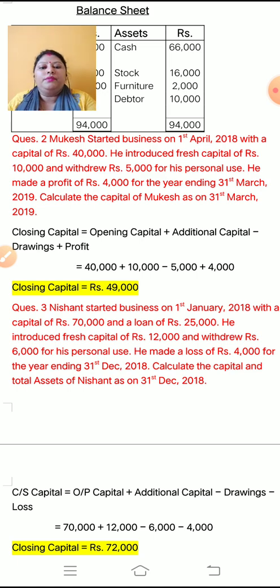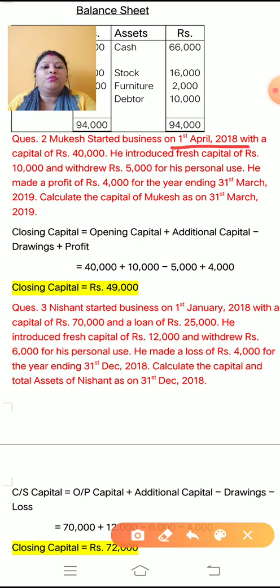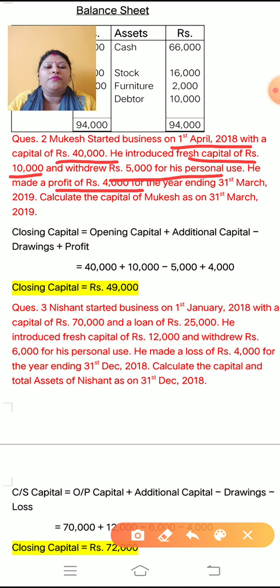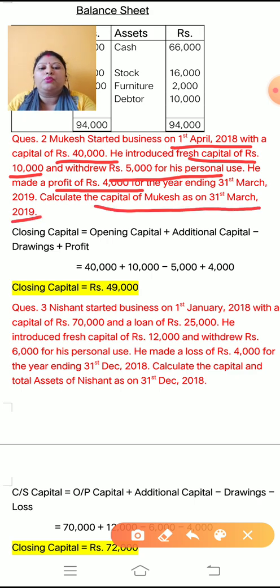Now children, here in this question, 1st April 2018, he has started the business with rupees 40,000. So this is opening capital. He introduced fresh capital of rupees 10,000. So this is additional capital. Withdrew rupees 5,000 for his personal use. This is drawing. He made a profit of rupees 4,000 for the year. So this is the profit of the year. Now you have to find out the capital as on 31st March 2019. It means closing capital.